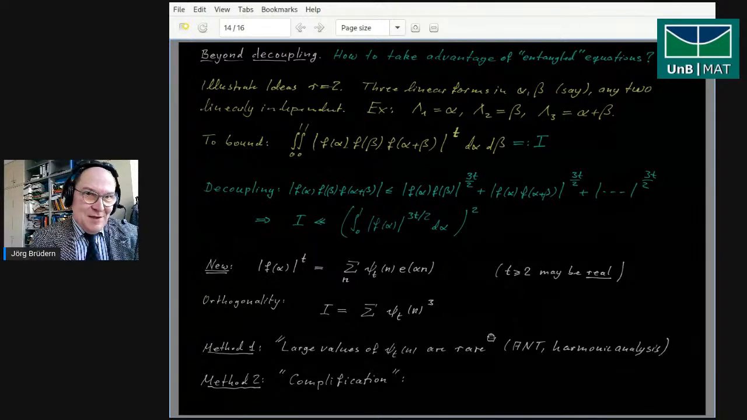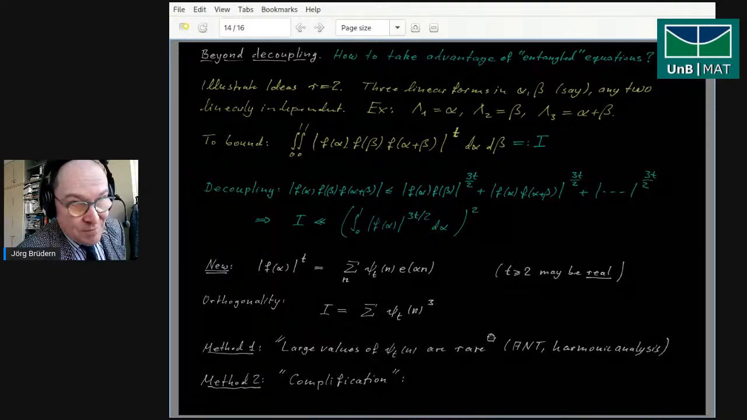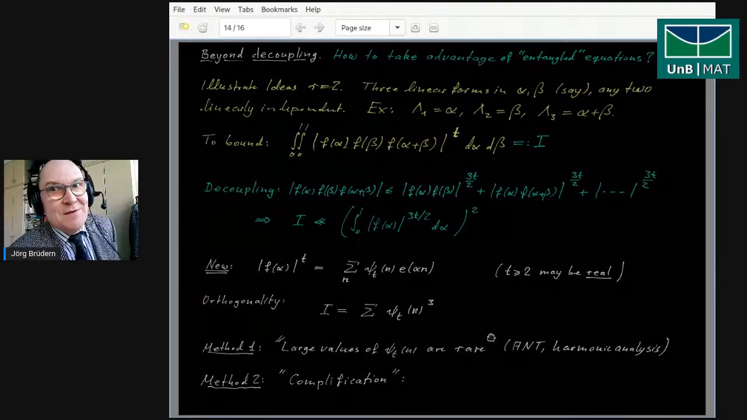So is there any hope to go beyond decoupling? Can we take advantage of entangled equations and then prove the Hasse principle for equations beyond what is possible by this decoupling idea that I just showed you? The answer is yes, and let me illustrate ideas in the case r equal to 2. It's clear how to generalize this, but it looks rather complex.